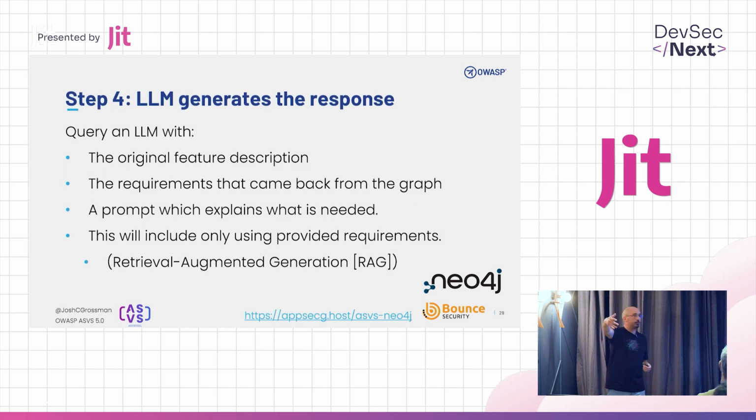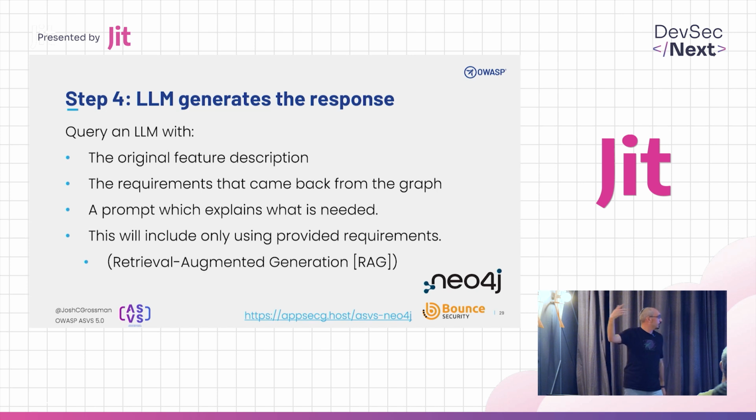And then they send them over to an LLM and say, look, this is your corpus of requirements. These are the requirements that are most similar to this feature. Based on these requirements, so that you're not going to hallucinate requirements, so we don't have to teach you all the ASVS, based on these requirements, describe what we need to do in order to secure this feature. What do we need to think about when we're securing this feature?